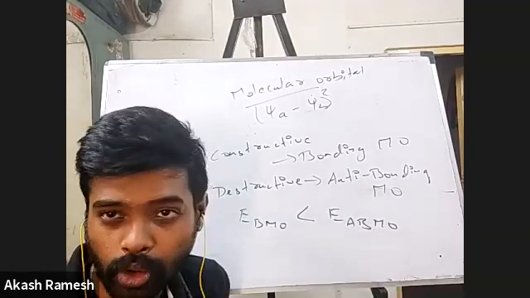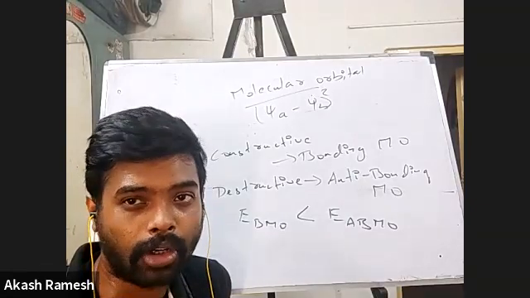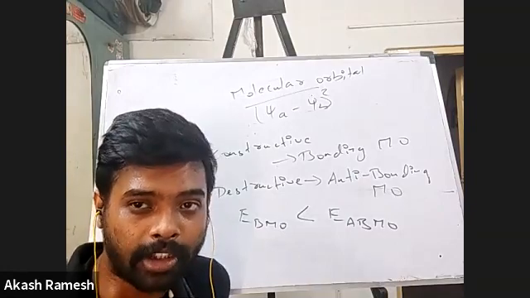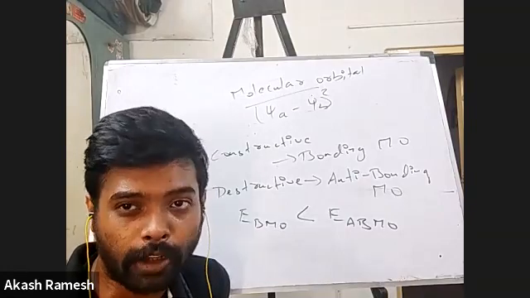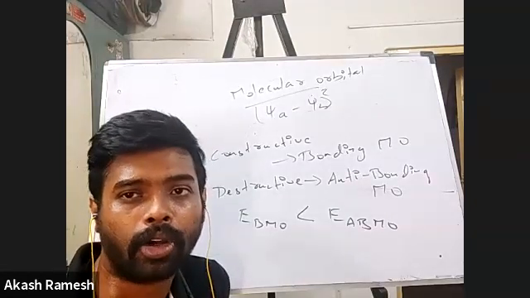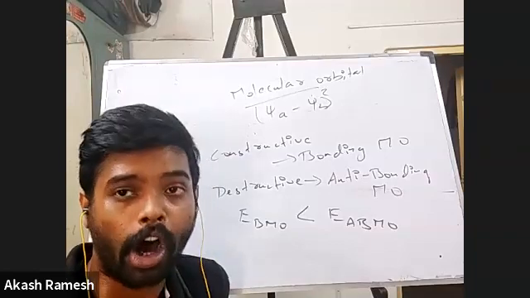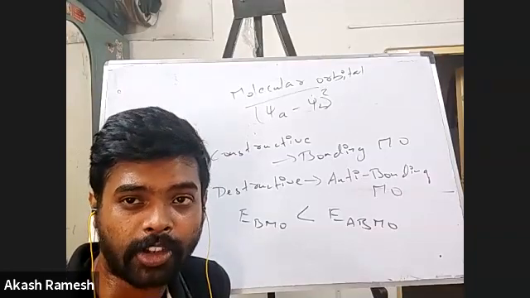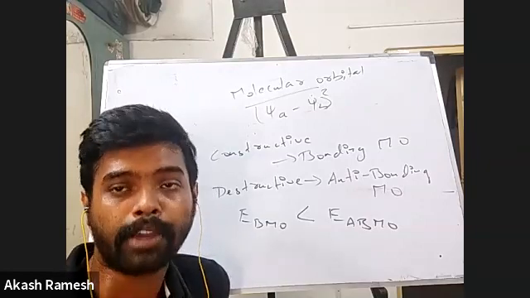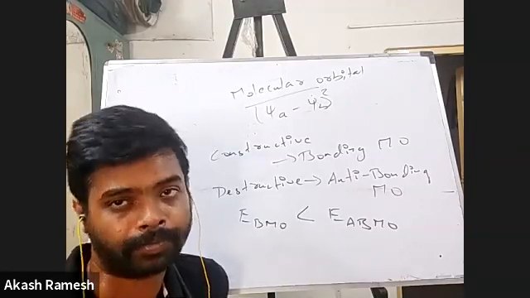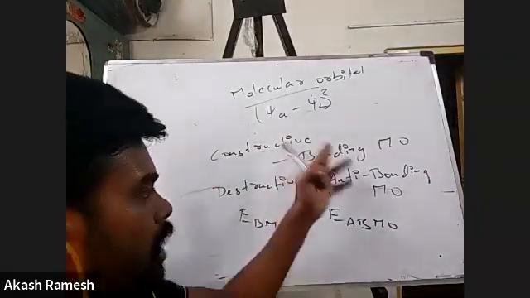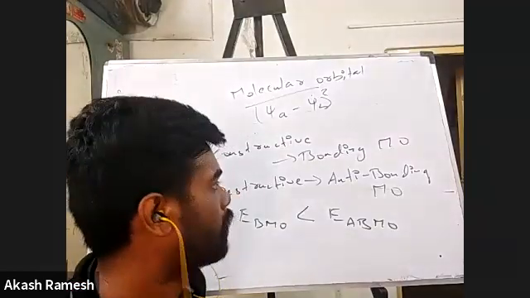And whatever rules you saw for filling the electronic configuration, I think you saw three rules: Aufbau's principle, Pauli's exclusion principle, and Hund's rule of maximum multiplicity. All these three should be followed here also. Right? Okay.